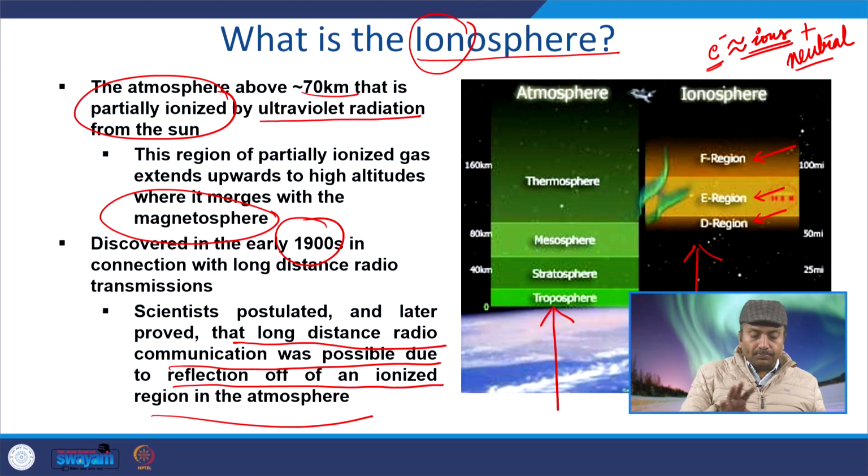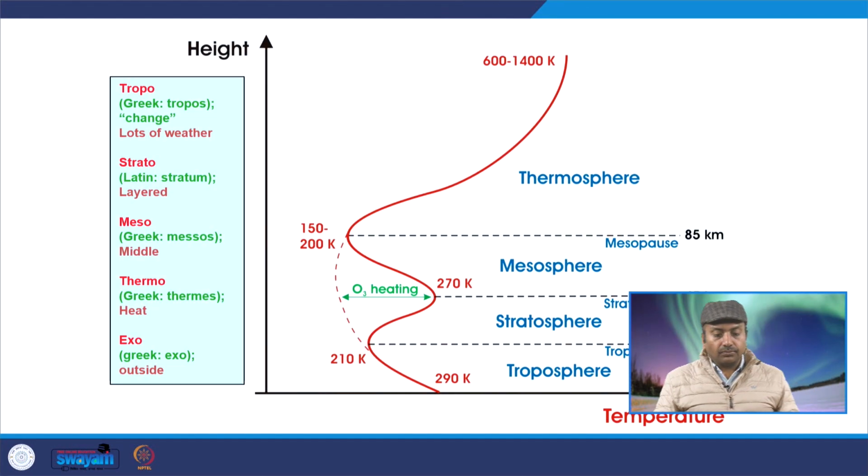So to sum it up, we know what the ionosphere is. Why is the ionosphere relevant? Because it helps in radio wave communication, right? How and why are the things that we will understand in this class, right?